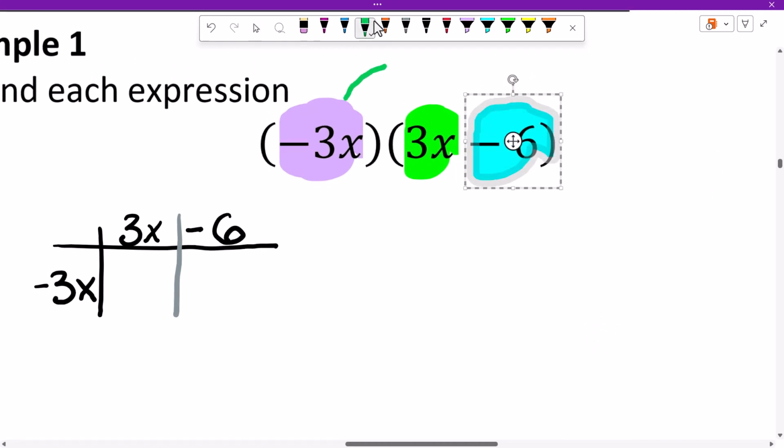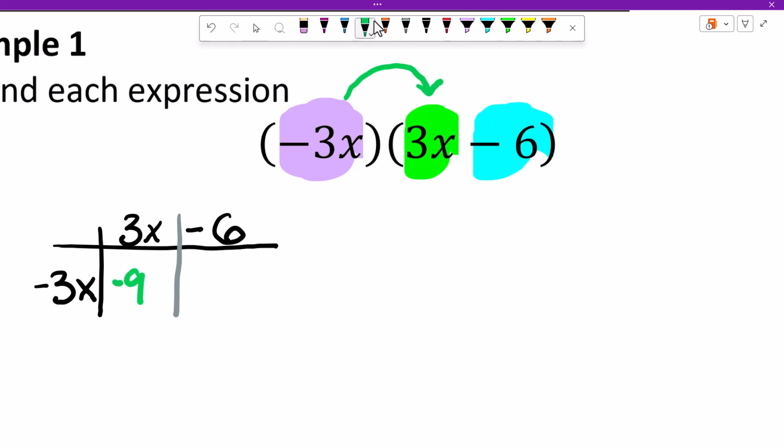So the first empty box, we're doing the green arrow, negative 3x times 3x. We're doing this box here. They're the same thing. What do we put here? Multiply the coefficients together, combine the x's together. Negative 9, okay, that's good. What about the x's? X squared. Or if you're just doing arrows, you can just write that off to the side like that.